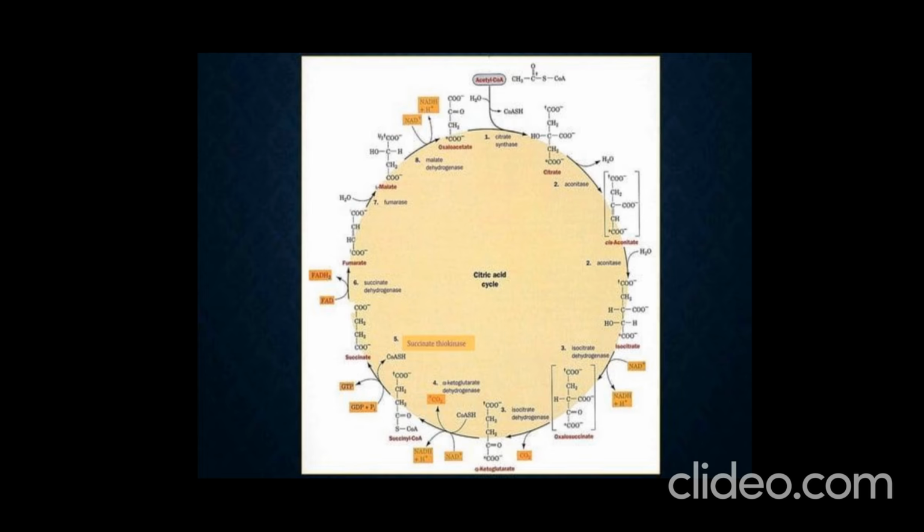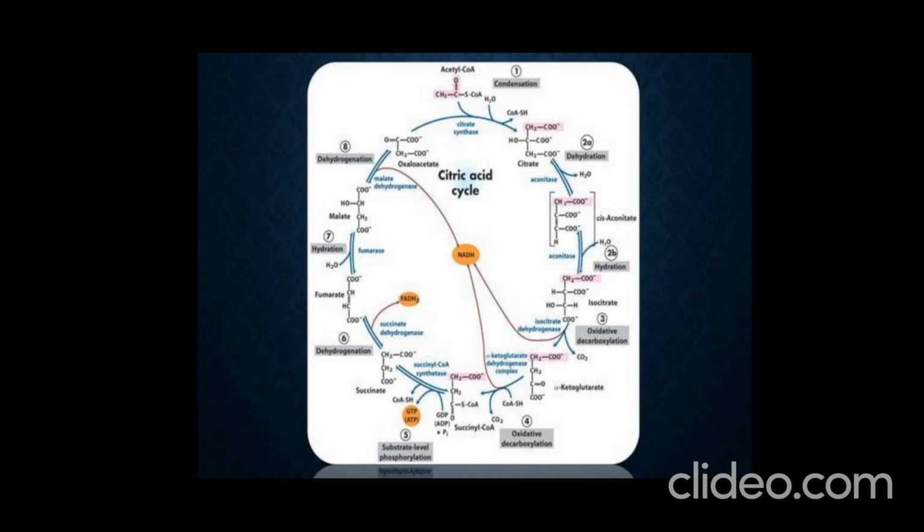So here the oxaloacetate is regenerated. That's why this is a circular diagram. Elaborately, we can discuss it here. The first step is a condensation reaction, where acetyl-CoA condenses with oxaloacetate by citrate synthase to form citrate. Then the second step is dehydration, a removal of one molecule of water, with the help of aconitase, and it is converted to cis-aconitate. In the next step it happens by hydration, addition of one molecule of water. The same aconitase is involved here to form isocitrate.